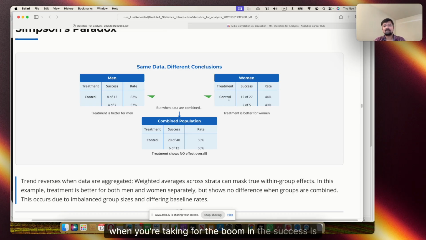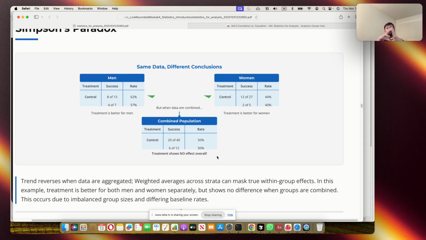When you are looking at the women, the success for control is 12 out of 27 and for treatment 2 out of 5, so the success rate is 44% for control and 40% for treatment in the women. So treatment is better for men here, and treatment is better for women here, if you are analyzing both data sets separately. But what if you combine these data sets together, women and men all together? What will be the success? 8 and 12, 20 out of 40, so the success will be overall 50%. Here 4 and 2, 6 divided by 12, so treatment will be 50%. So treatment actually shows no effect overall if you combine both male and female.